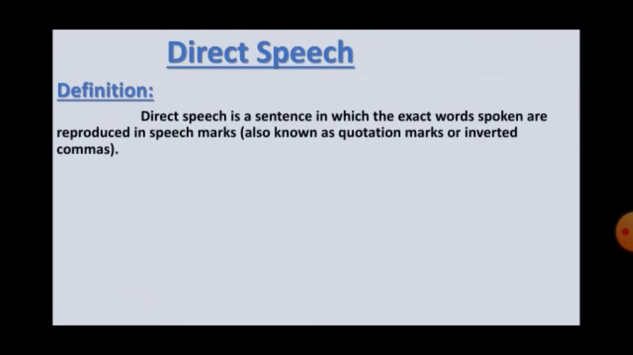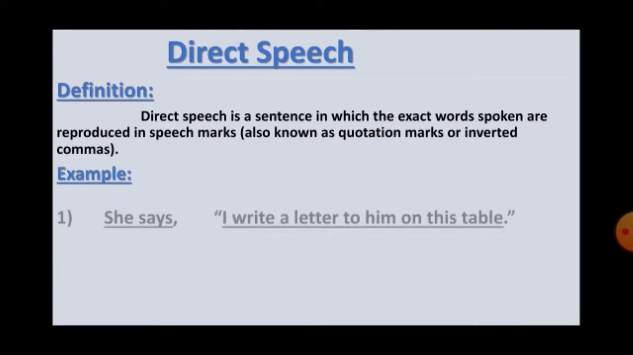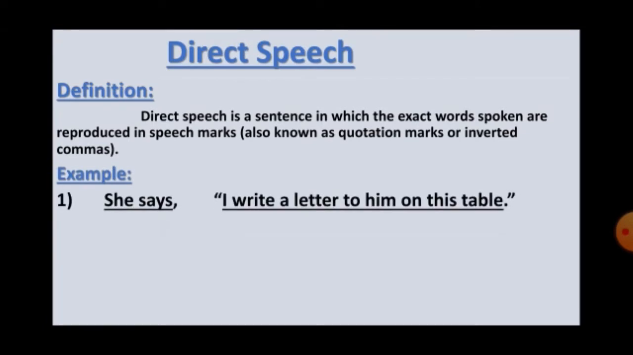So students, what is direct speech? Here comes the definition. Direct speech is a sentence in which the exact words are spoken, and these are always in inverted commas. For example, she says, "I write a letter to him on this table." Here you see two parts. The part which is out of inverted commas is called reporting speech, and the part which is inside inverted commas is called reported speech.